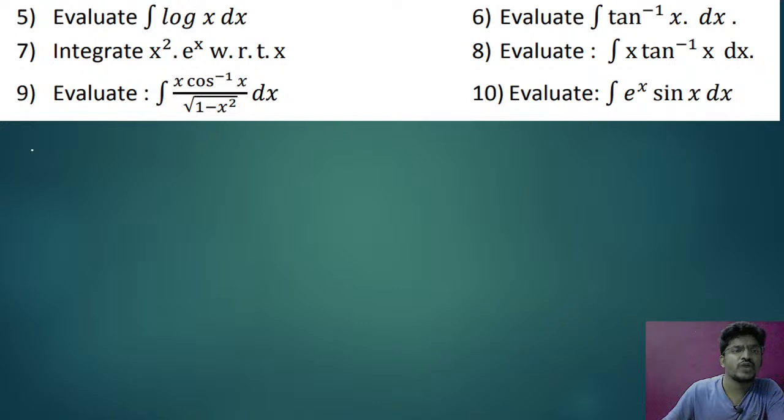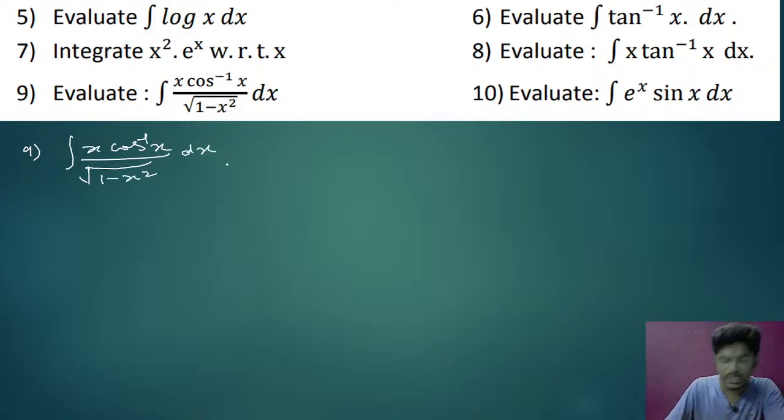So in the same way I will go for problem number 9. That is integration of x into cos inverse x divided by root of 1 minus x square with respect to dx. Clear? So now you can just see here, I will put cos inverse x as t.